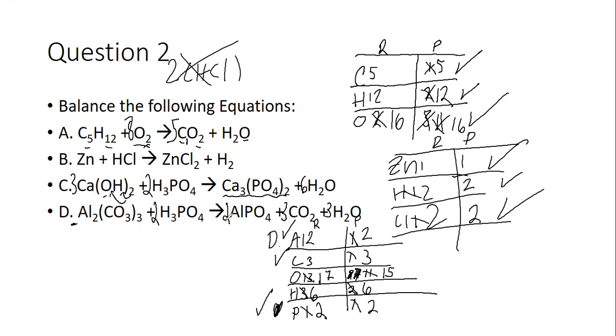Recount our oxygens. 2 times 4 is 8. 3 times 2 is 6. 8 plus 6 is 14. 3 times 1 is 3. 14 plus 3 is 17. That is a balanced reaction.